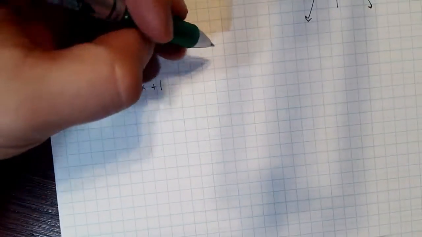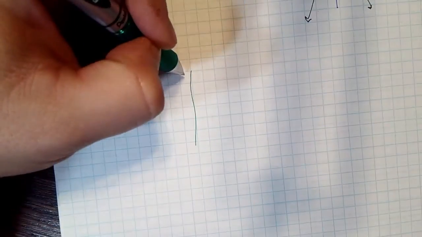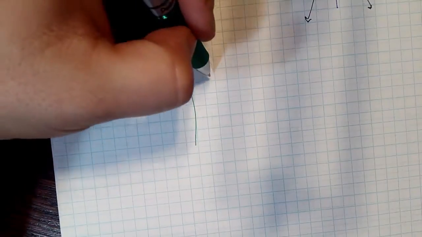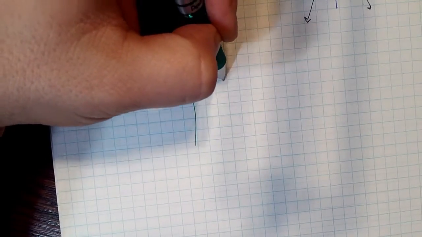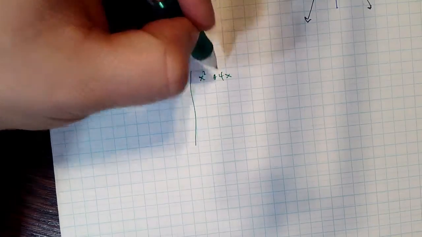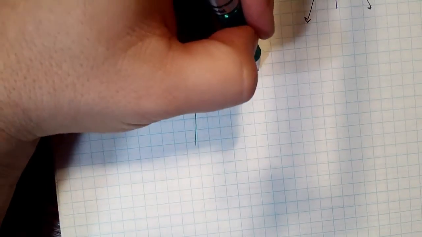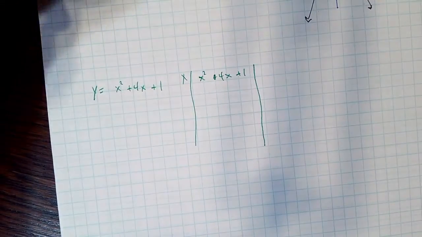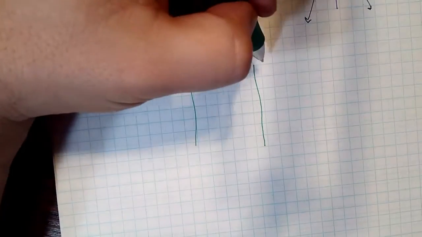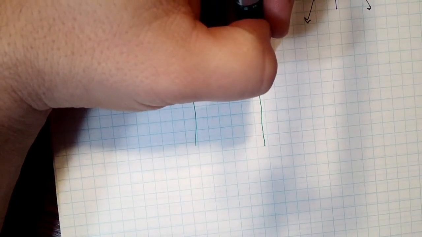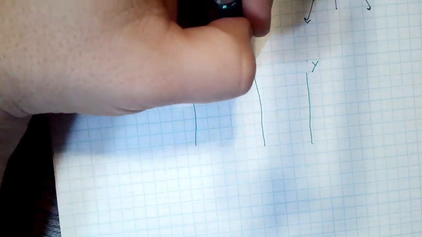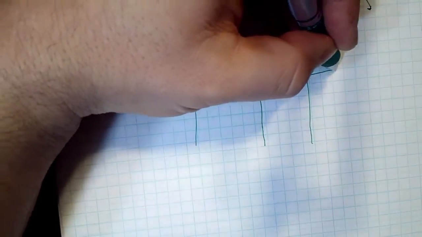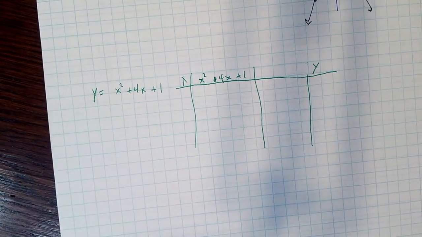Okay, so I'm going to make my columns. I'm going to have my x column. I'm going to have my x squared plus 4x plus 1. Okay, and then I don't really know what to title this one. It's the same thing, but we're just going to leave a gap. And then we're going to have y. And again, this will make more sense once I start working.